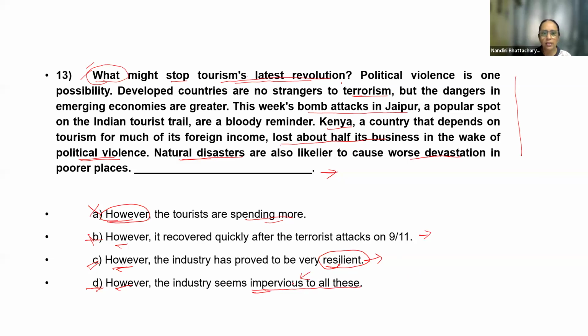So can we say, now which one would be better? Would it be better to say that the industry is not affected by any of these terrorisms, etc., etc.? Or is it better to say that in spite of all these, the industry is still strong enough and so it can grow? What will be a better answer, Shyam?